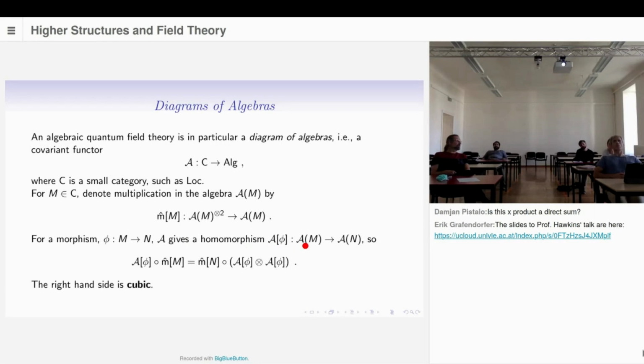So let phi be some morphism in category C, going from M to N. That gives a homomorphism from the algebra at M to the algebra at N. What does that mean? That means if you multiply things together and then apply the map, you get the same thing as if you apply the map and then multiply things together. So that can be expressed as this equation. And the thing to note about this is that the right-hand side is cubic, because you've got one m and two a's. So it's cubic in terms of the structures involved in the diagram of algebras. So cubic is a significant fact.